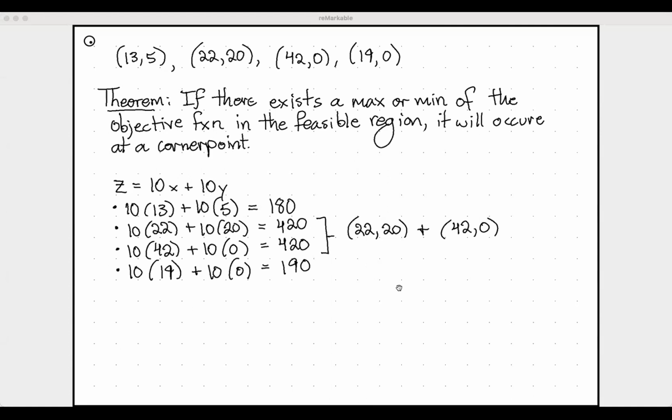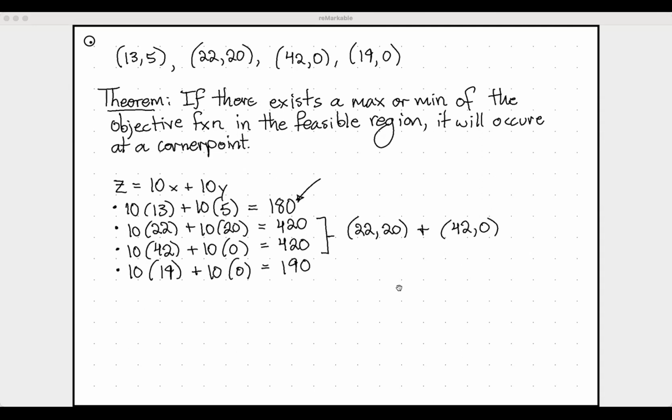So if our objective were to minimize the objective function, we would have chosen the coordinate pair (13, 5), because that gives us the smallest value of the objective function, right? So maximize, look for the biggest value; minimize, look for the smallest value. All right, so hopefully that's not too bad.